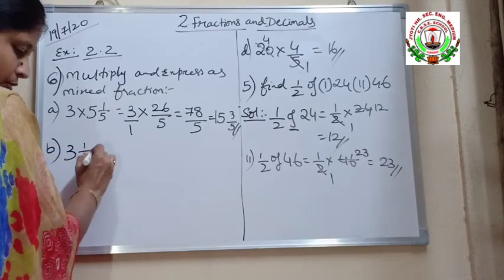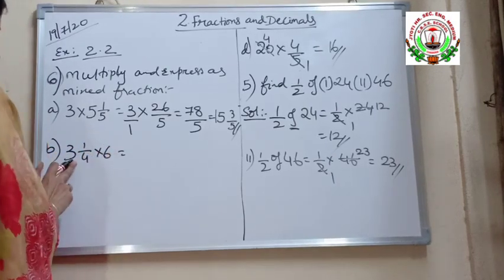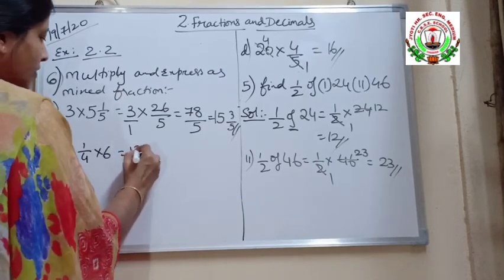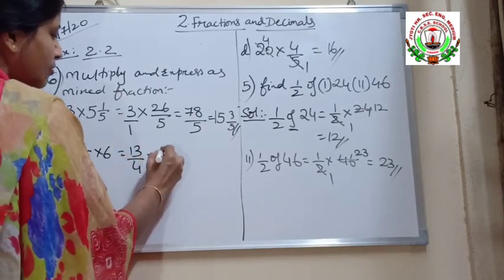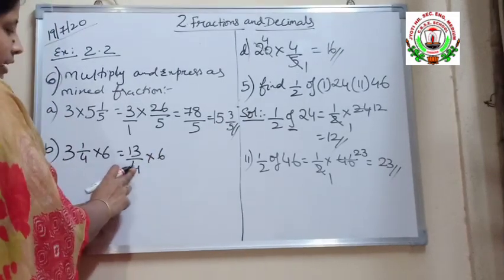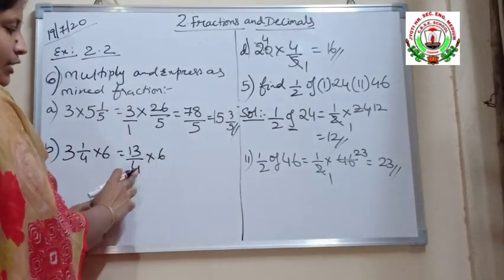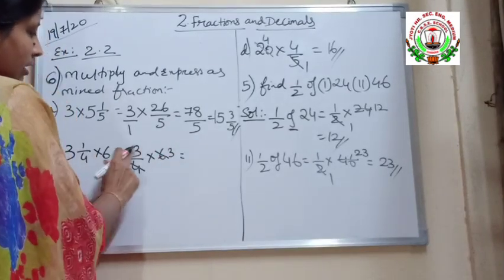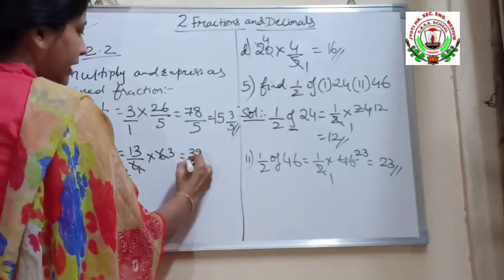3 1 by 4 into 6. 3 1 by 4, change it into an improper fraction. So it will be 13 by 4 into 6. See, 4 and 6, we can cancel it with 2. 2 2s are 4, 2 3s are 6. So 13 3s are 39 by 2.